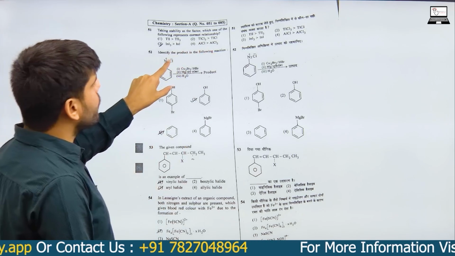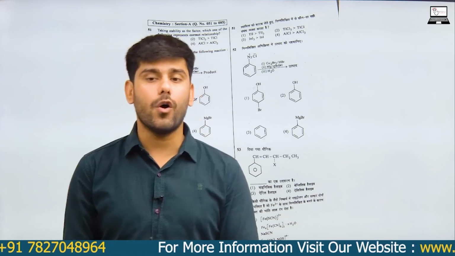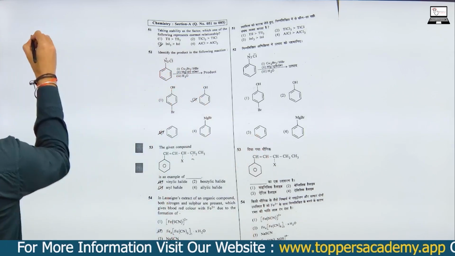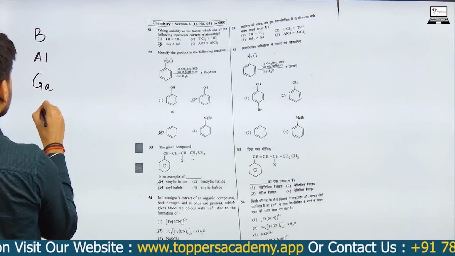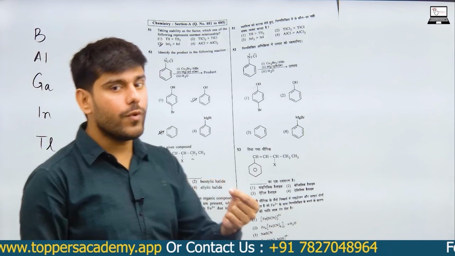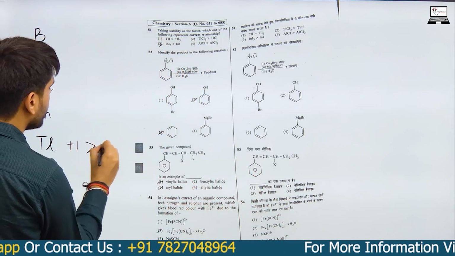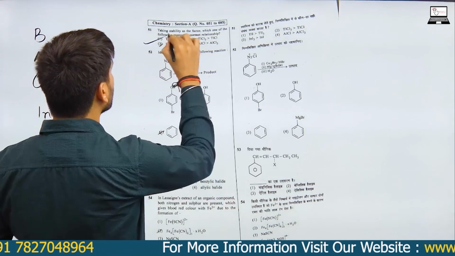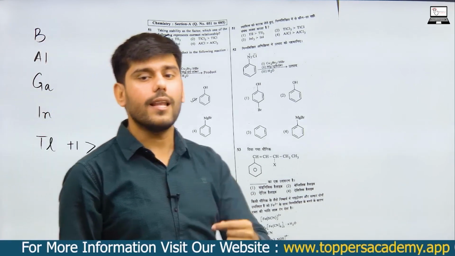Now this question is from the inert pair effect. We know that as we go down the group, the stability of the lower oxidation state increases, right? So if you go down the group, we have boron, aluminium, gallium, indium and thallium. We know that in thallium, +1 is the predominant oxidation state. So +1 here is more stable than +3. So if you go by the options, option A is correct, that thallium in +1 is more stable than thallium in +3.